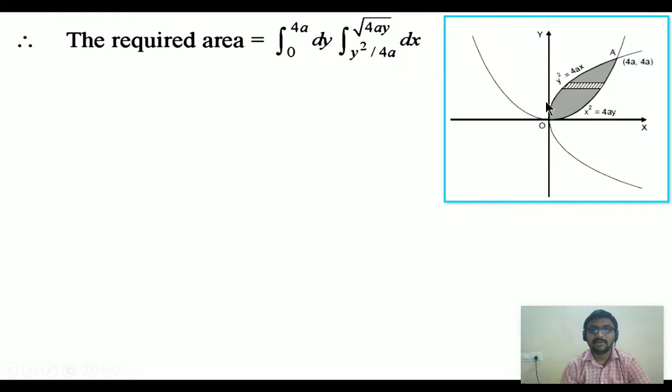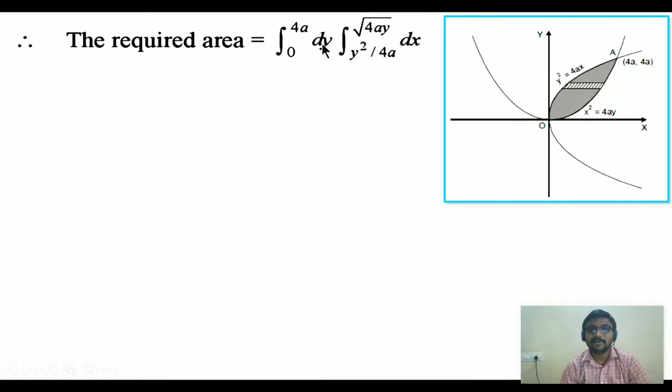So we are having 2 points on the y-axis: the origin (0, 0) and another point (0, 4a). Here clearly y varies between these 2 points, 0 to 4a. Thus the y limits are obtained; y limits must and should be constants. So we have to take the limits according to this region. So clearly y varies from 0 to 4a and x varies from y square by 4a to 2 root ay, or root of 4ay.